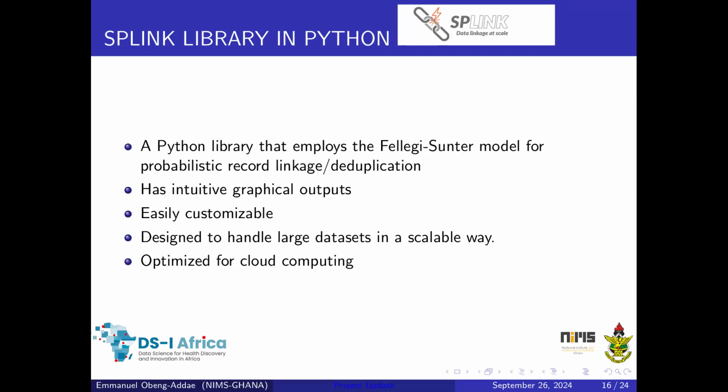One of the advantages of using Splink is that it's easily customizable. So irrespective of the kind of deduplication task that you want to undertake, you can customize the settings. You can tweak the parameters of the model to be able to undertake those comparisons for you to deduplicate your data set. And it's also designed to handle large data sets in a very scalable way. Actually, it's optimized for cloud computing, so it's able to leverage distributed computing to handle large data sets in record time.